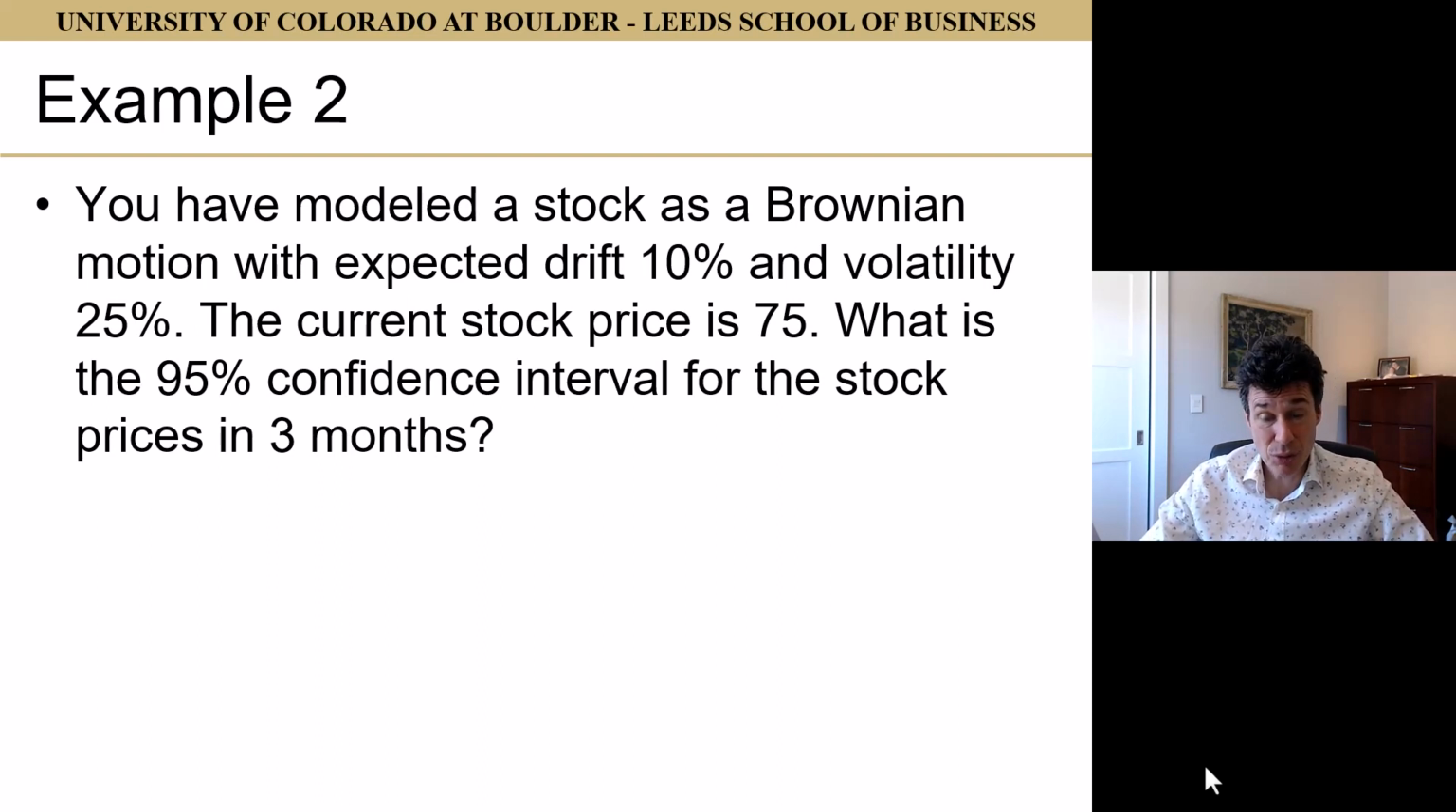In the derivatives kind of assumption, where we're assuming expected drift and volatility, we're modeling our stock. This thing is called a Brownian motion. So we model our stock with an expected drift of 10%, volatility of 25%. Current stock price is 75. We want to know what the 95% confidence interval is for the stock price in 3 months.